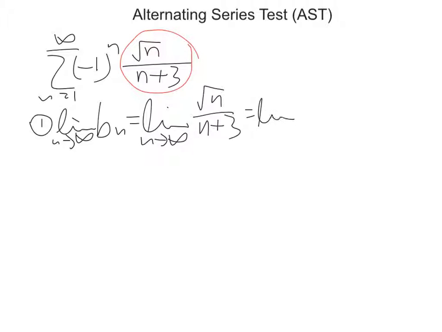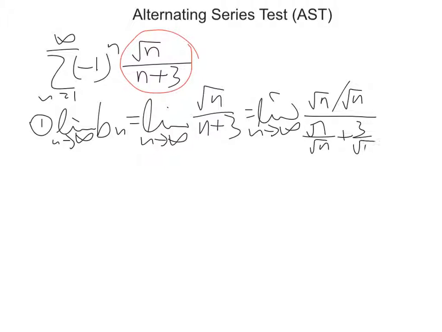I think this can be verified algebraically, which is we're going to divide by the square root of n on top and the bottom. This is going to be n over square root of n plus 3 over square root of n. We simplify that. On the numerator, I have just 1. In the denominator, n divided by square root of n is square root of n, plus 3 over square root of n.